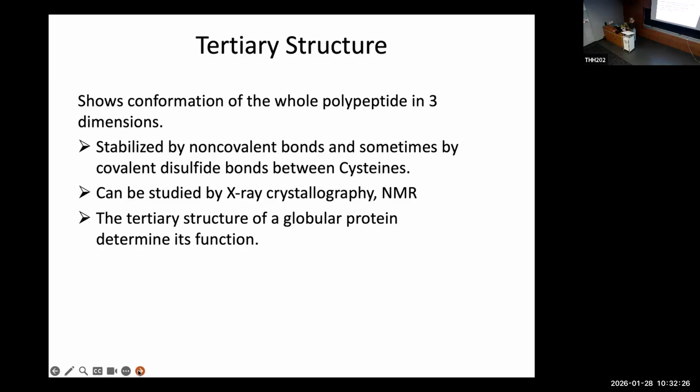So you said the cysteine bonds are part of the tertiary structure? Yes, the bonds between the side chains there. Mm-hmm.